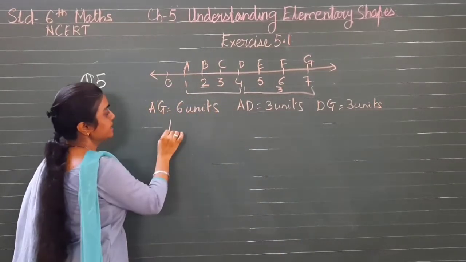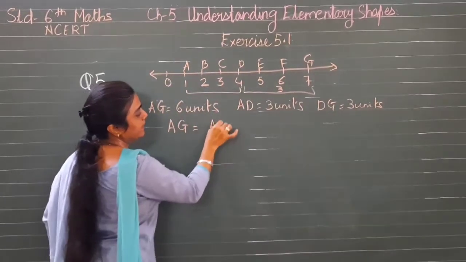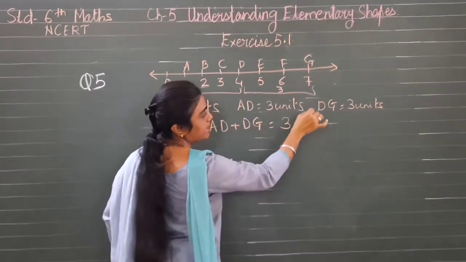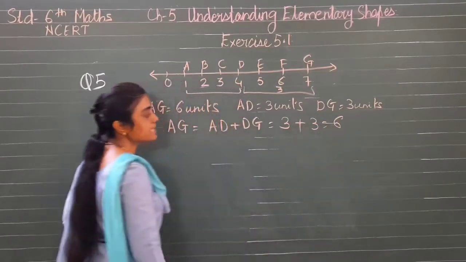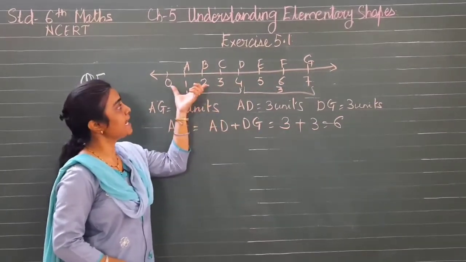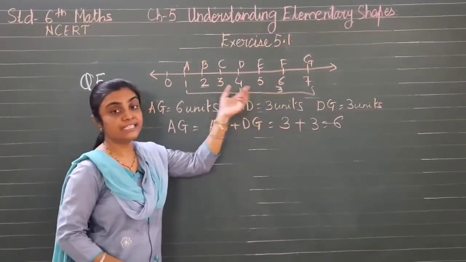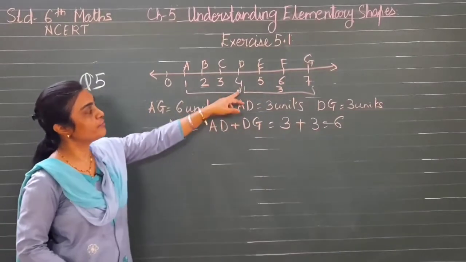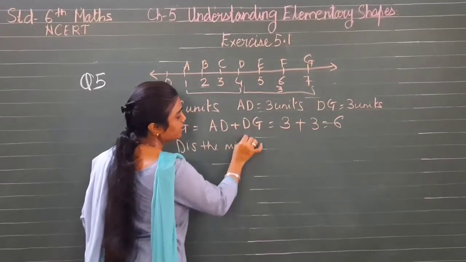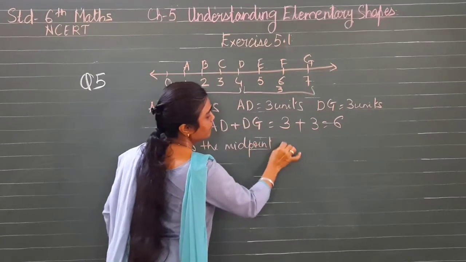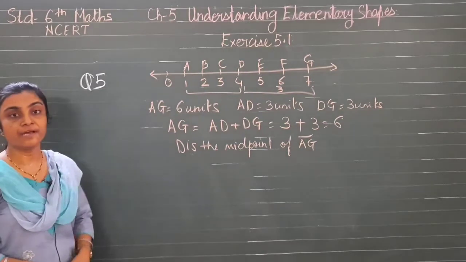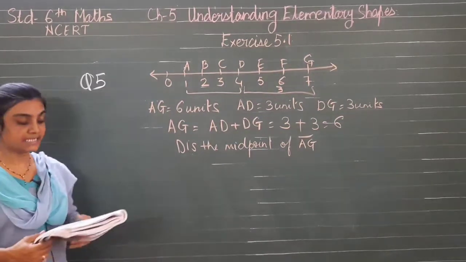Now AG is equal to AD plus DG. AD is 3 and DG is 3, that is 6 units, which is equal to AG. That means D divides line segment AG into 2 equal parts, AD and DG. So from this we can say that D is the midpoint of line segment AG. So this was about question number 5. Now let us move to the next question, number 6.